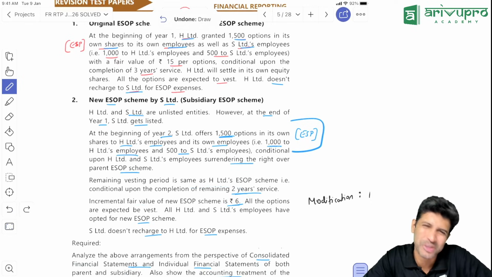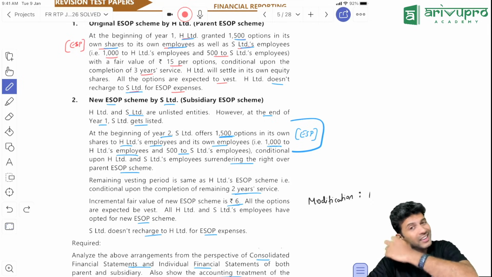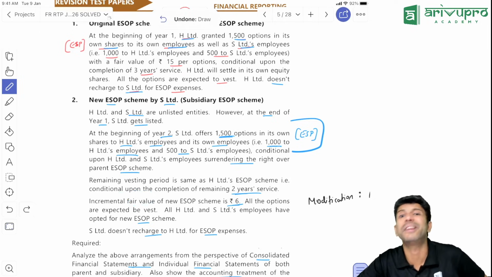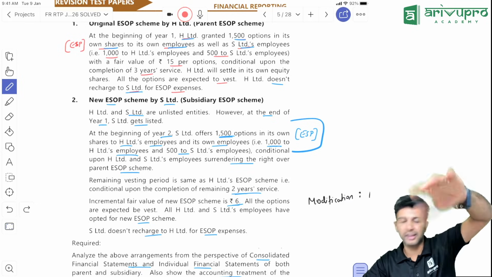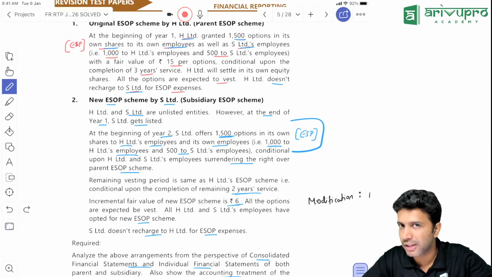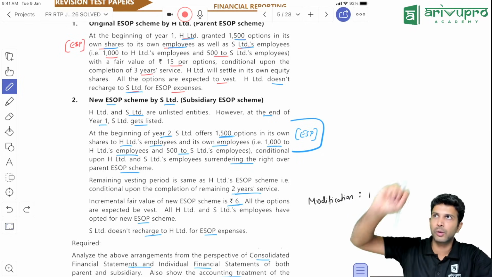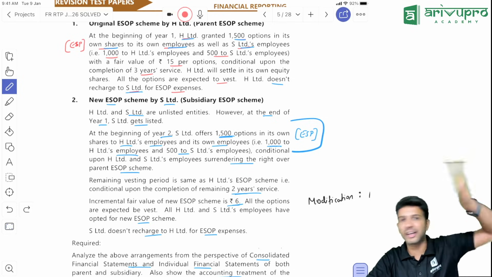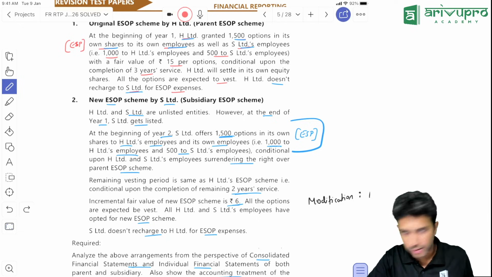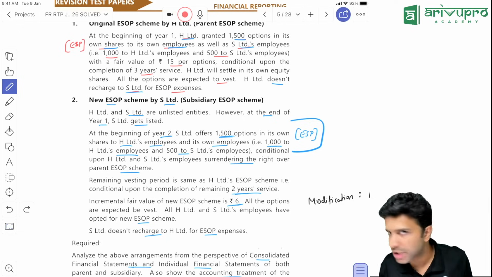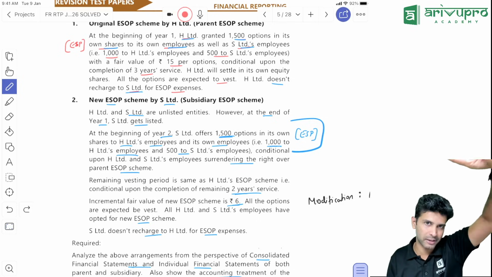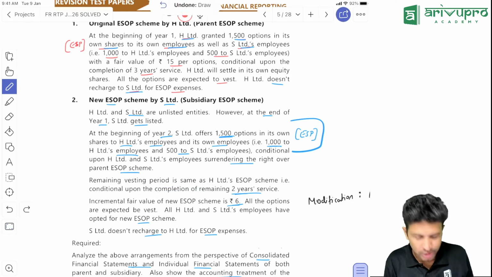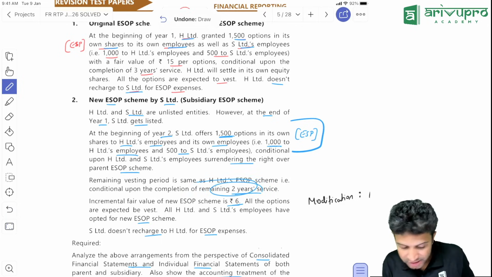Now we have done a modification. If you remember, whenever there is a modification, incremental fair value means it's an additional loss the company is bearing. Whenever there is a modification, you need to check it from the employee viewpoint. If it is unfavorable, ignore. If it is a favorable modification, then whatever additional expenditure you are getting has to be booked over the remaining vesting period, which is 2 years.